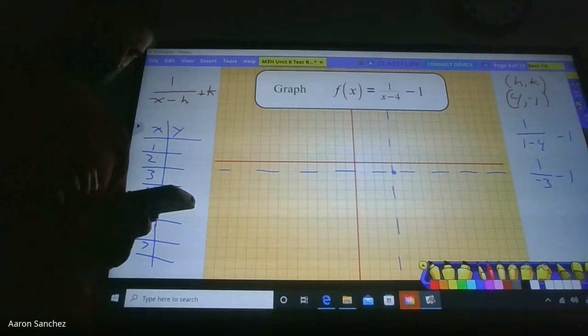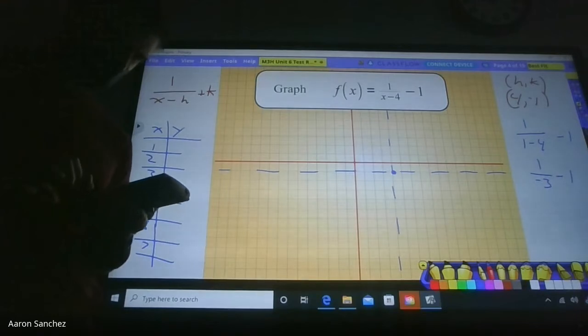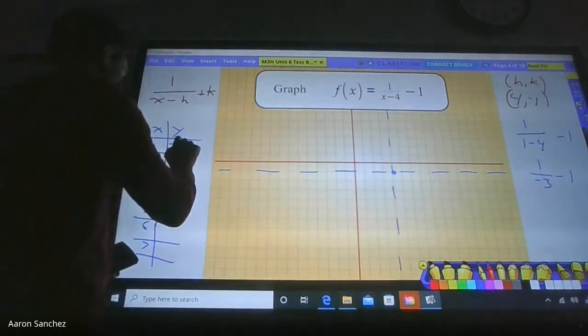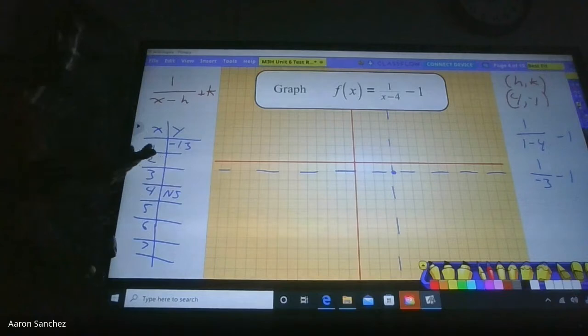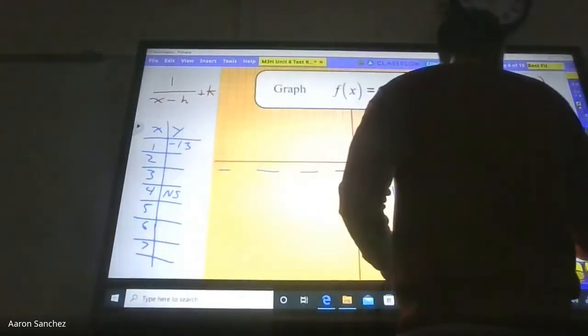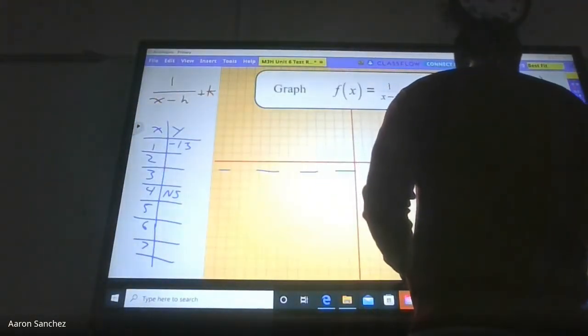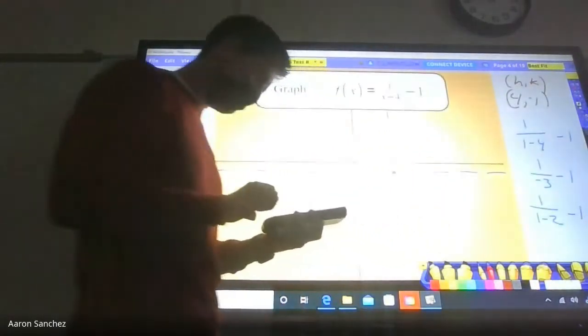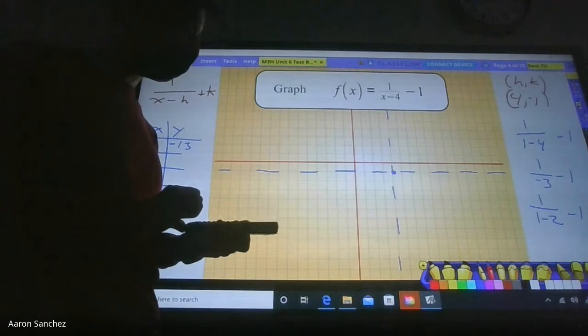Then you minus 1, and you get negative 1.3. So that's fine. It doesn't matter. Just so we get that one point, right? Negative 1.3. You guys get that? And then do 1 over 1 minus 2, minus 1. 1 over 1 minus 2 would be negative 1, minus 1, which would be negative 2.